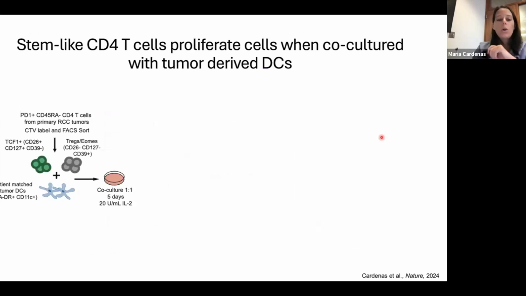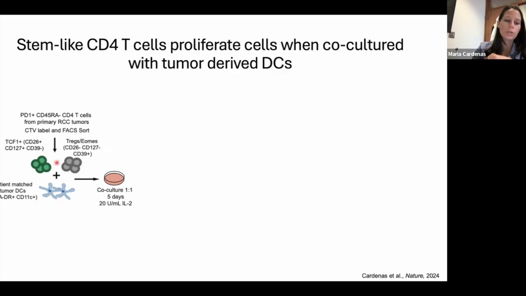And so we said, well, maybe we're giving too much stimulation with CD3, CD2, CD28, and maybe this is not what's happening within the tumor itself. So we did a more physiological stimulus to see if these cells were in fact capable of proliferating with antigen-presenting cell-derived, both TCR and co-stimulatory signal.